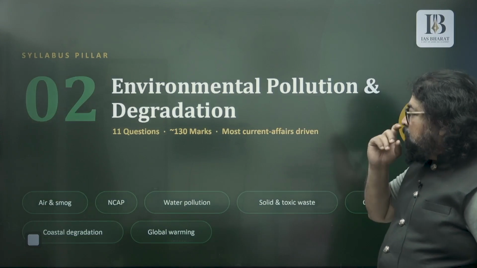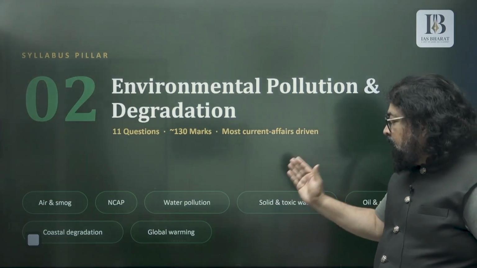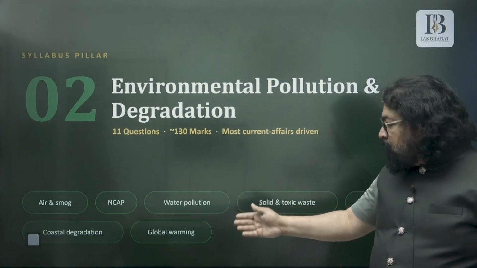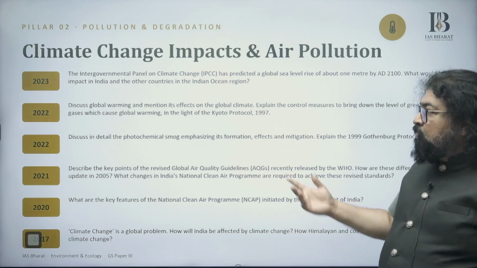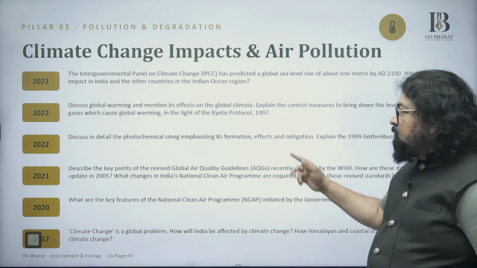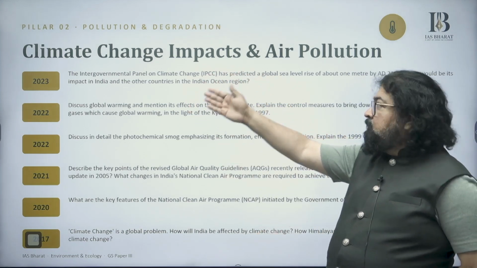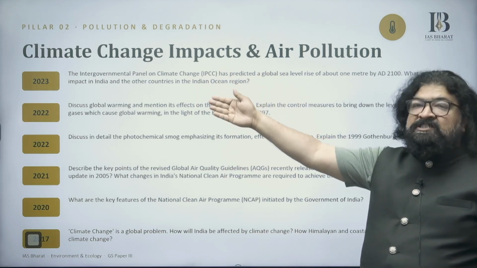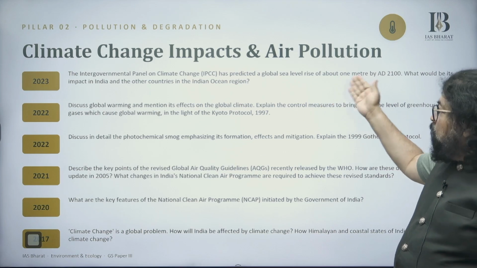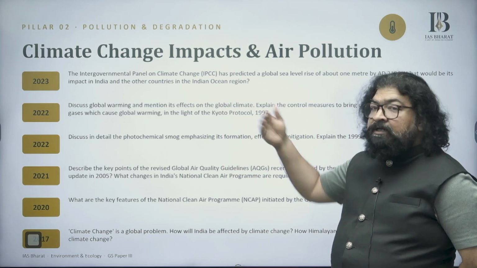Now see here: water pollution degradation, air, smog, national climate action plan, water pollution, solid and toxic waste, oil, marine, coastal degradation, then global warming. 10 questions, 11 questions have been there, 130 marks, most current affair driven. So again, you can see the questions here, climate change part impacts. So the IPCC report, 2023 question: global sea level rise by 2100. So what impact will India face?